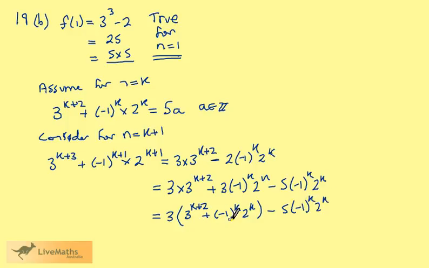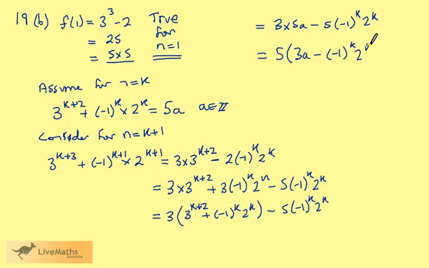And in the bracket here, we have 5a. So that's 3 lots of 5a, take away 5 lots of negative 1 to the k, 2 to the k, which is 5 lots of 3a, take away negative 1 to the k, 2 to the k, which is divisible by 5. And now all you need is a closing statement.